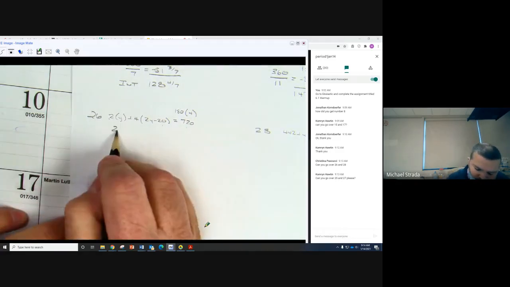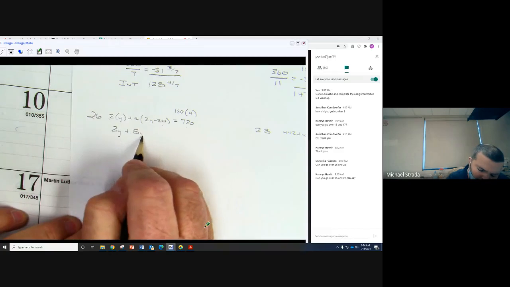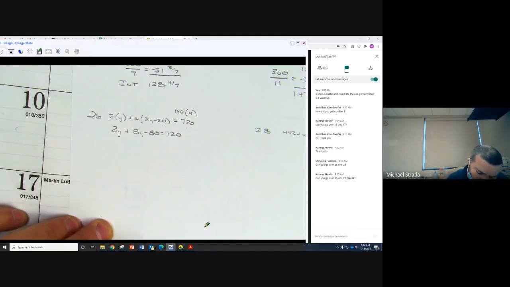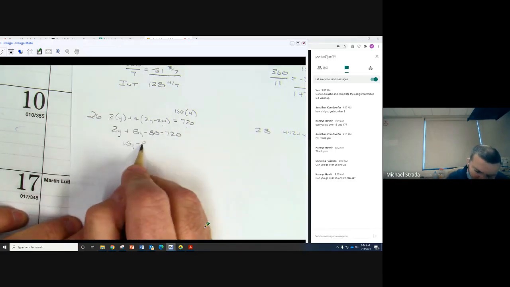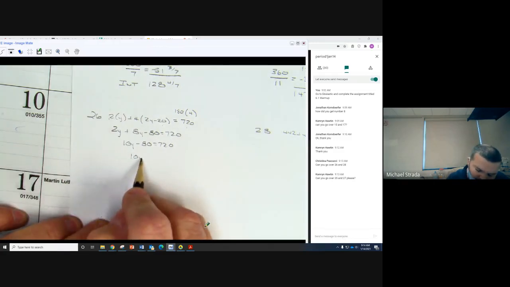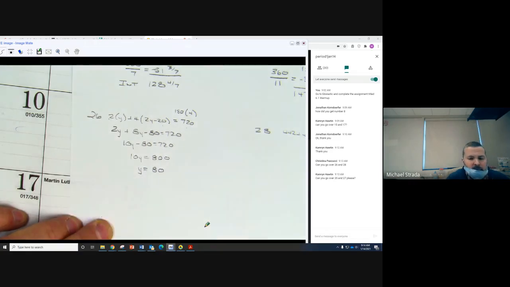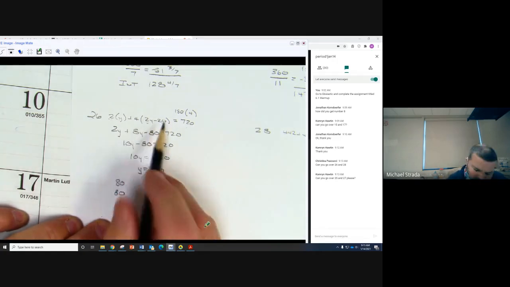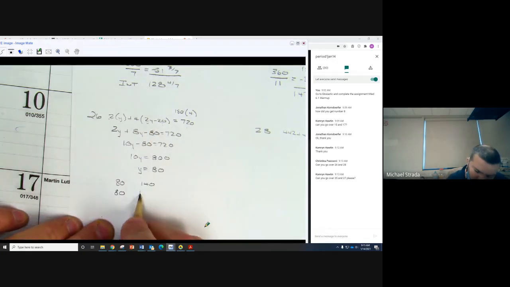Now I'm going to distribute: 2y plus 8y minus 80 equals 720. 10y minus 80 equals 720. 10y equals 800. y equals 80. When you plug that back in, the angles that were y are both going to be 80 degrees. The angles that were 2y minus 20, if I plug them in, 80 times 2 is 160. 160 minus 20 is 140. So those 4 angles would be 140.